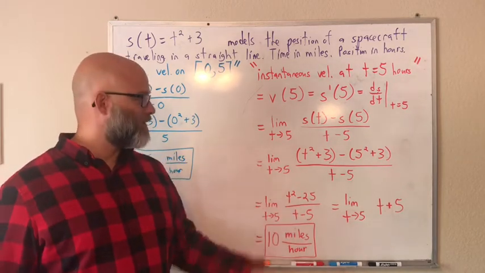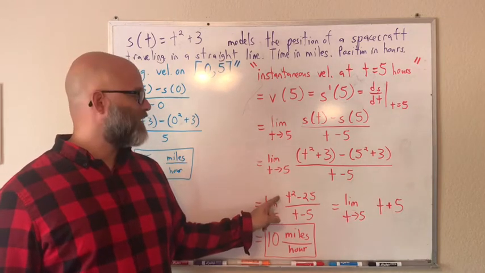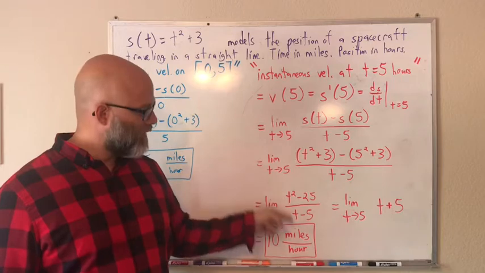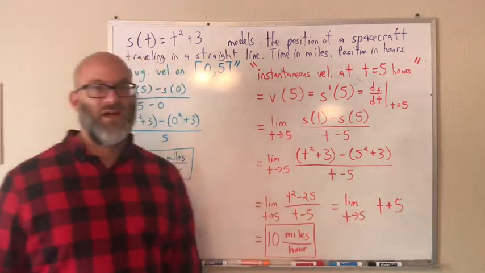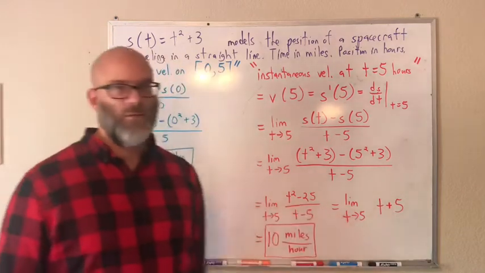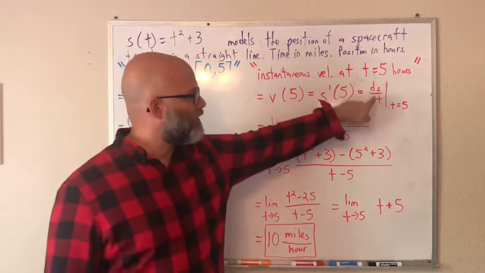Hey, that's a difference of perfect squares. So that's t minus 5, t plus 5. The t minus 5's cancel, you're left with t plus 5. You get the limit as t approaches 5 of t plus 5. What do you do? You plug in 5, and what do you get? 10. What are the units for rate of change of position with respect to time?